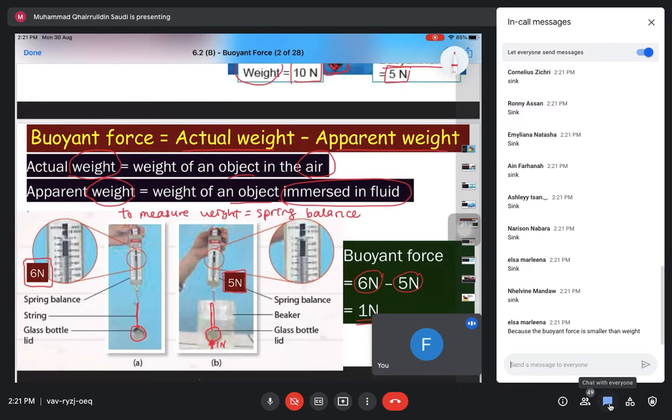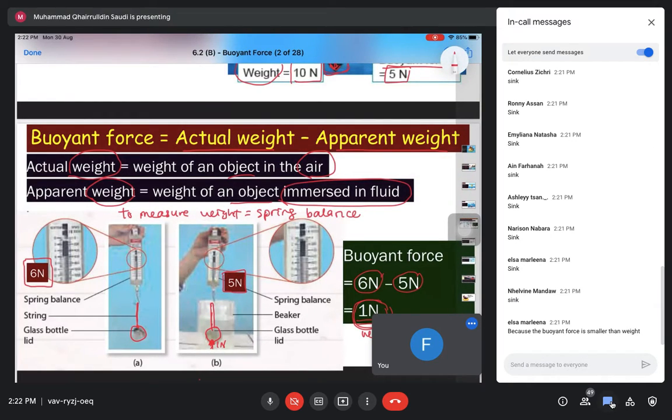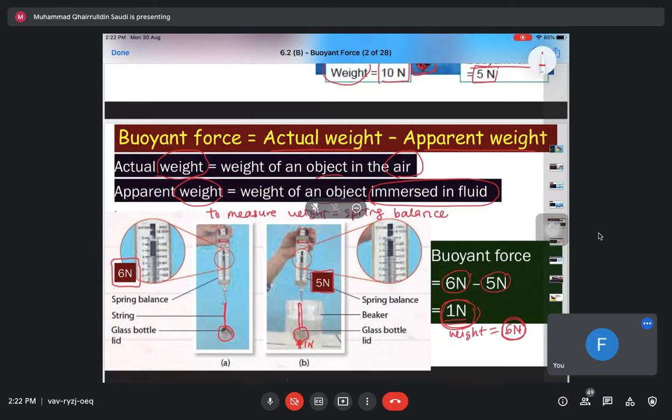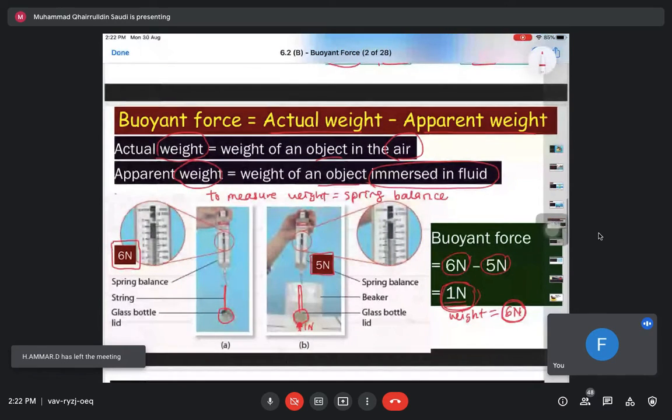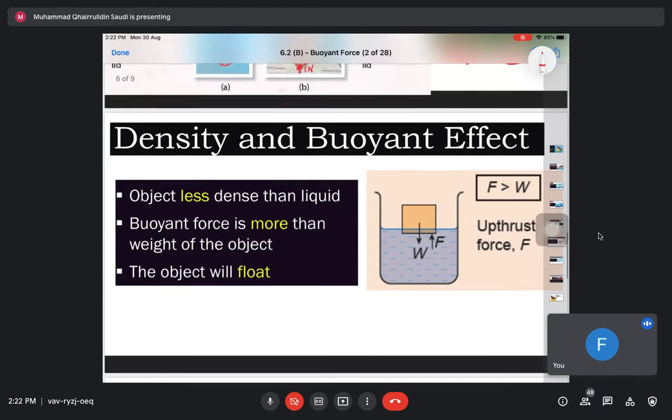Because the buoyant force is smaller than weight. Good job. Yes, it is correct because the buoyant force is smaller than the weight. The buoyant force is only 1 Newton, while the weight is 6 Newton. Because the weight is greater than the buoyant force, the glass bottle lid will sink. Good. Thank you very much, Elsa. Meaning you understand what I have been saying. Okay, bagus.